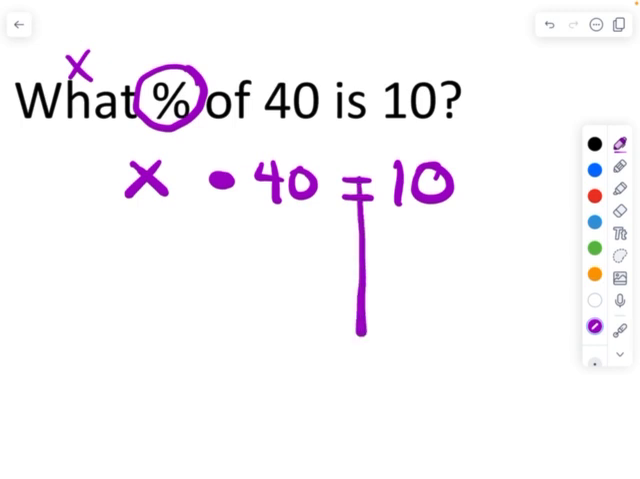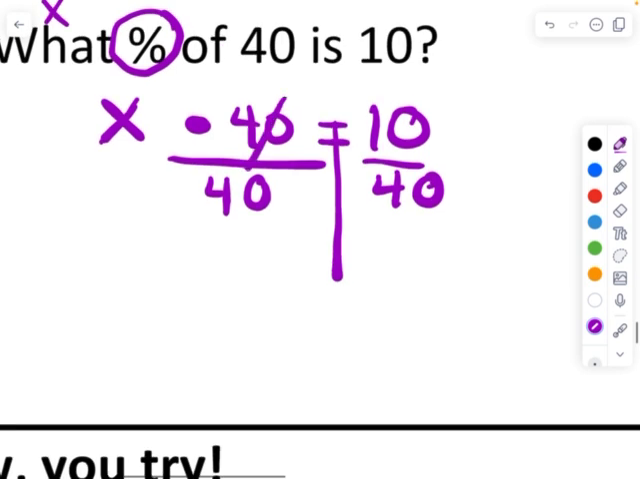So let's go ahead and solve this percent equation. I have x here. I need to isolate it. X is being multiplied by 40. The way I can undo that is divide by 40. Whatever I do to the left side, I must do to the right. So x is equal to 0.25.